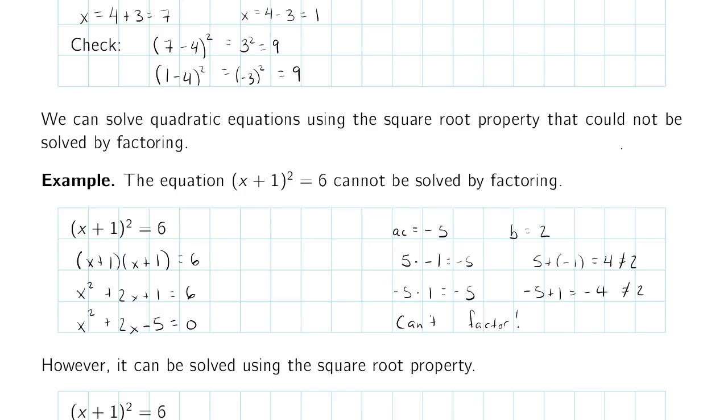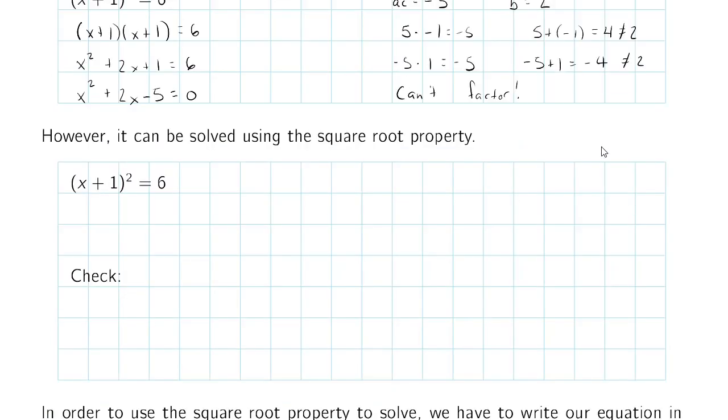and we can find those solutions easily using the square root property. So we have x plus 1 all squared is 6. In other words, x plus 1 is either the positive or negative square root of 6. X is negative 1 plus the square root of 6, or x is negative 1 minus the square root of 6. Now, how can we check this?